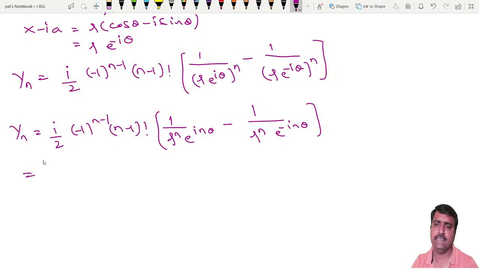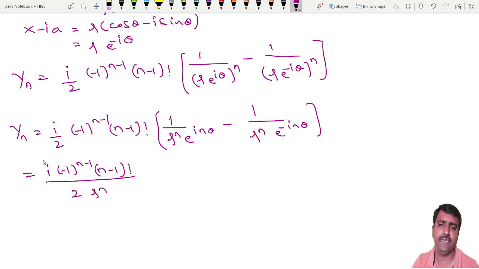So now which is equal to i into minus 1 to the n minus 1 factorial divided by 2 into, so in both the terms you can take r to the power of n common factor, and it is e power minus i n theta, because when it comes to the numerator, e power i n theta becomes e power minus i n theta, and minus becomes plus when it comes to the numerator, plus i n theta.